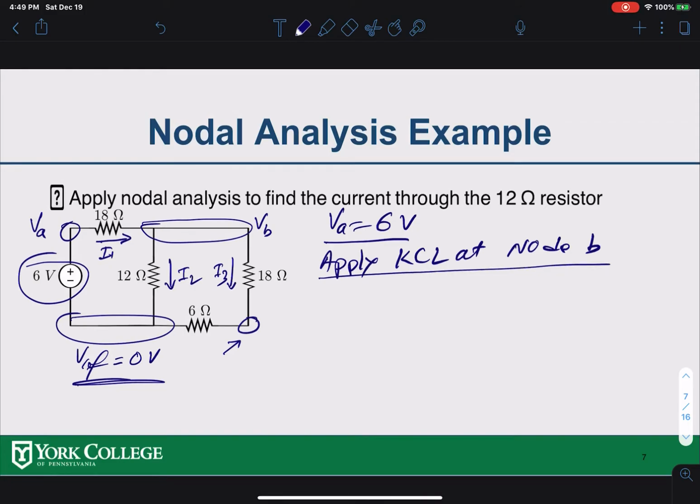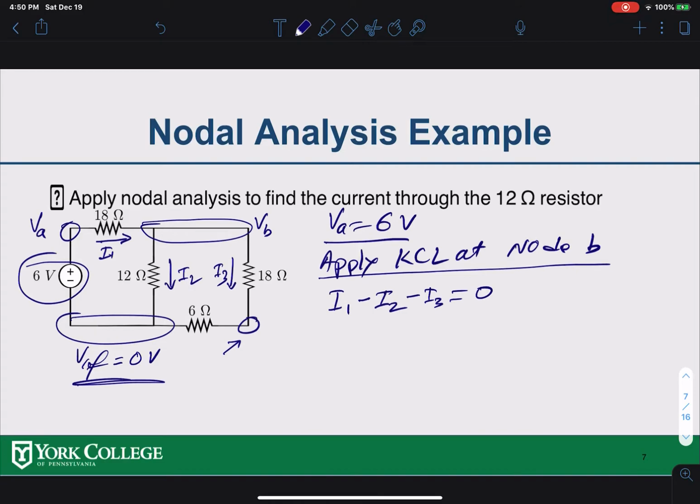As you know, for KCL, if we add all the currents, the sum should be 0. We also said that incoming current is positive and outgoing current is negative. So here, I1 is incoming current, so it's positive. I2 is negative because it's outgoing. I3 is also negative because it's outgoing.